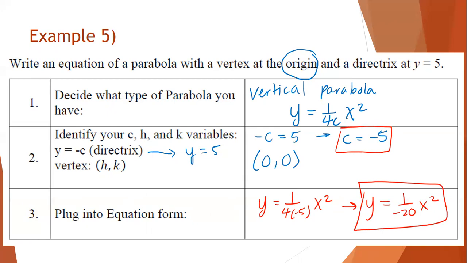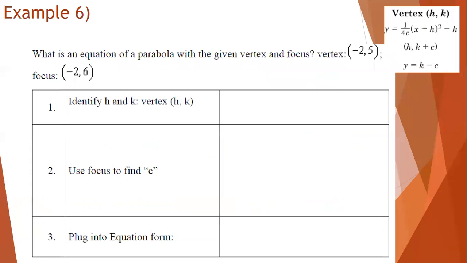Okay, so this is our last type of problem you would get working with a vertical parabola at the origin. How do we feel? Okay. So now we're going to move into what if you're not at the origin? Now we actually have values for h and k. This problem says, what is an equation of a parabola with the given vertex and focus? My vertex is negative 2, 5, and my focus is negative 2, 6.